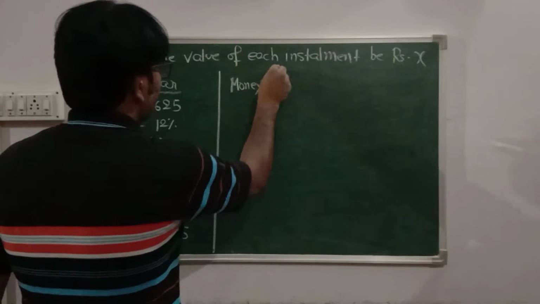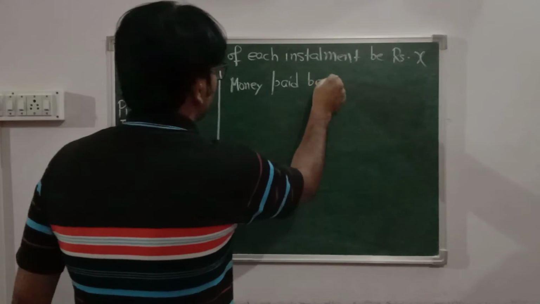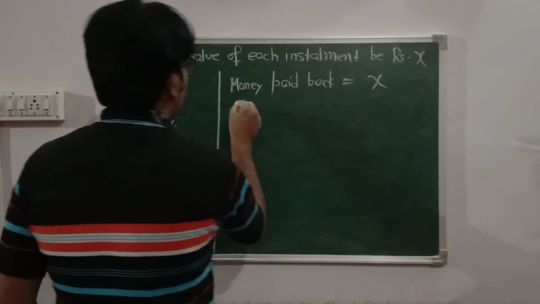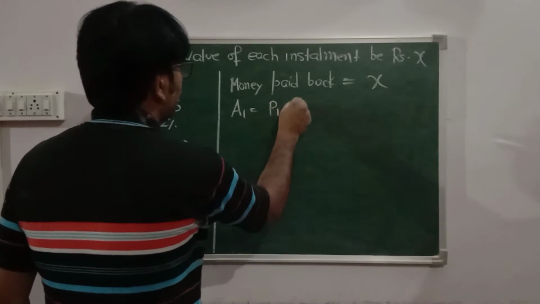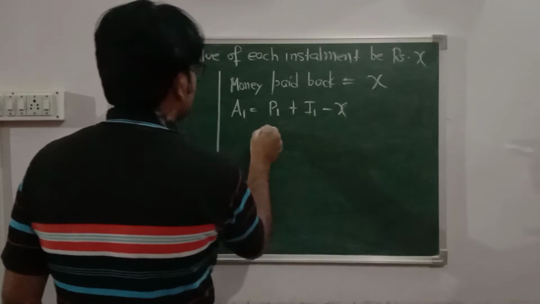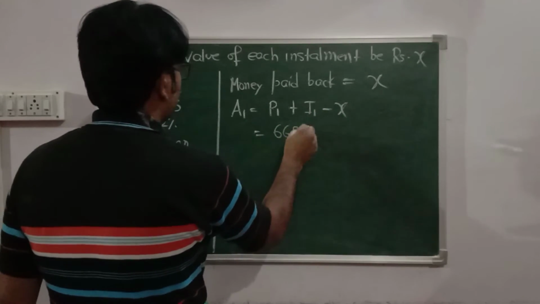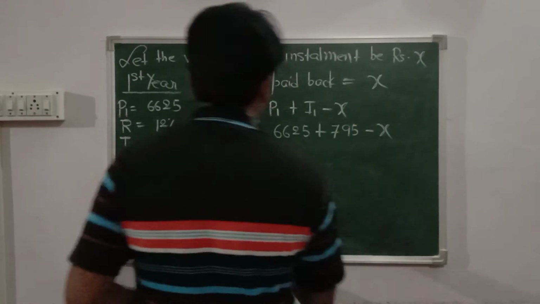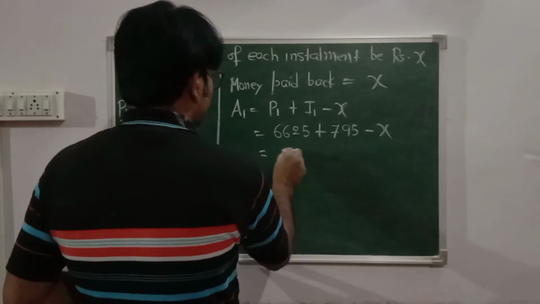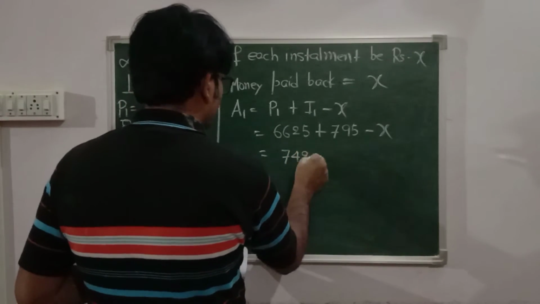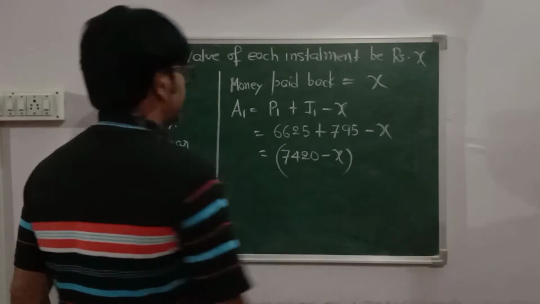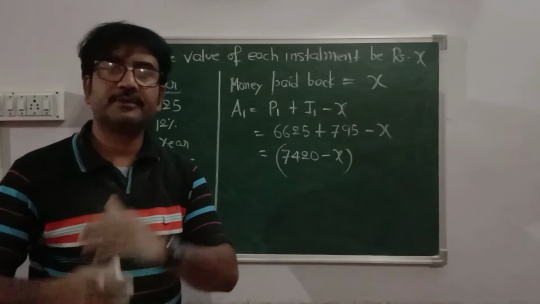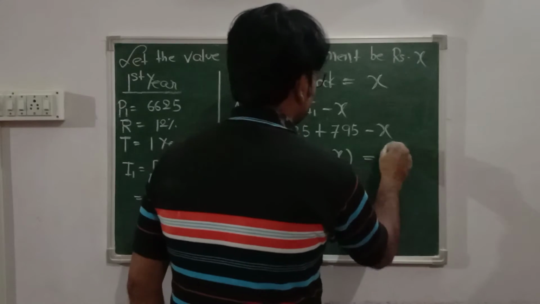So what is the money paid back? Equal to rupees X. So what is the amount A1? A1 is P1 plus I1 minus X. What is P1? 6625. I1 is 795, minus X. So this is coming to 7420 minus X. So the amount at the end of the first year, 7420 minus X, happens to be the principal for the next year. So we'll write it as P2.